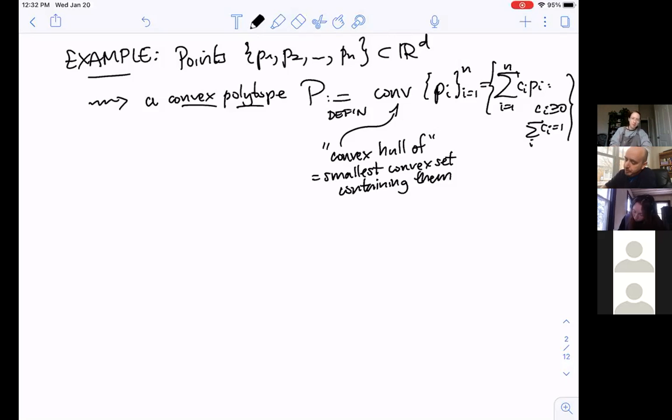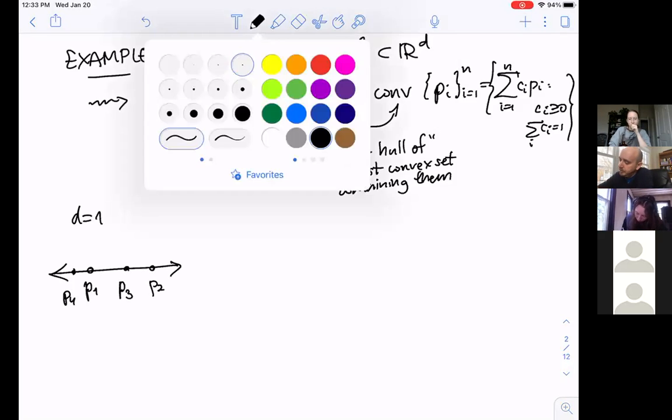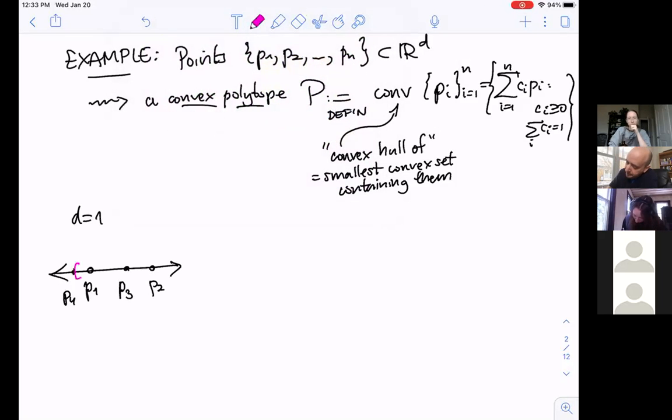And let's draw some pictures. Like if we were in a one-dimensional space, if I'm on the line, if I plunk down a P1 and maybe a P2 and maybe a P3 and then maybe a P4, then their convex hull is going to be this line segment. And that's my polytope P. And the points that weren't at the ends actually turned out to be irrelevant when producing the convex hull. What mattered here were the leftmost and the rightmost, which actually determined the convex hull, okay?